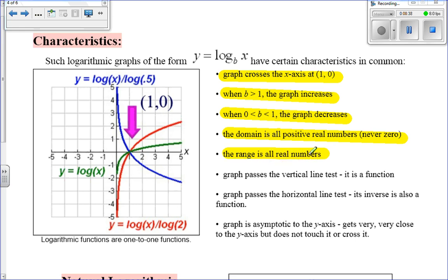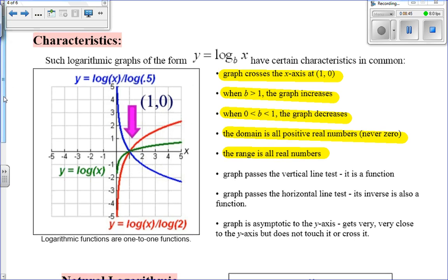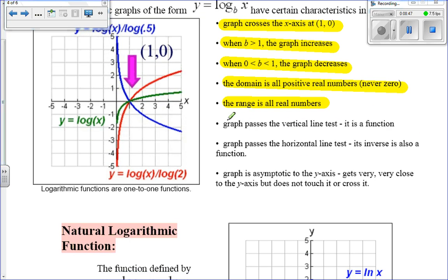Now, if you remember when we talked about exponential functions, these two things were reversed. The graph passes the vertical line test, therefore it's a function. And the graph passes the horizontal line test, which means its inverse is also a function. This is the one-to-one. And the graph is asymptotic to the x-axis, which means it is very, very close to the x-axis, so it does not touch it or cross it.